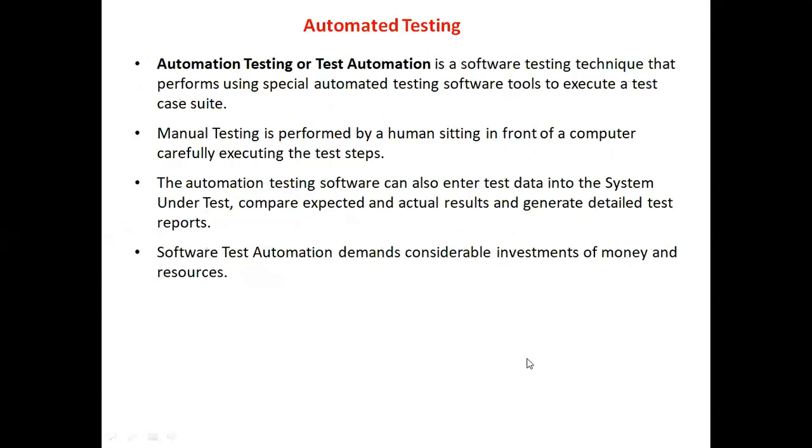Next, automated testing. Automation testing or test automation is a software testing technique that is performed using special automated testing software tools to execute a test case suite. Okay, so automation testing is nothing but, there are two types of testing. One is manual, another one is automation. So what is the difference between manual and automation?